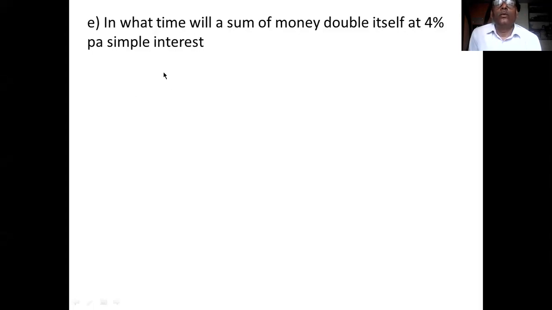In what time will a sum of money double? A sum means principal. The principal must become double. How does it become double? You use your common sense and tell me. If you put money in a bank, it will double. How will it double?